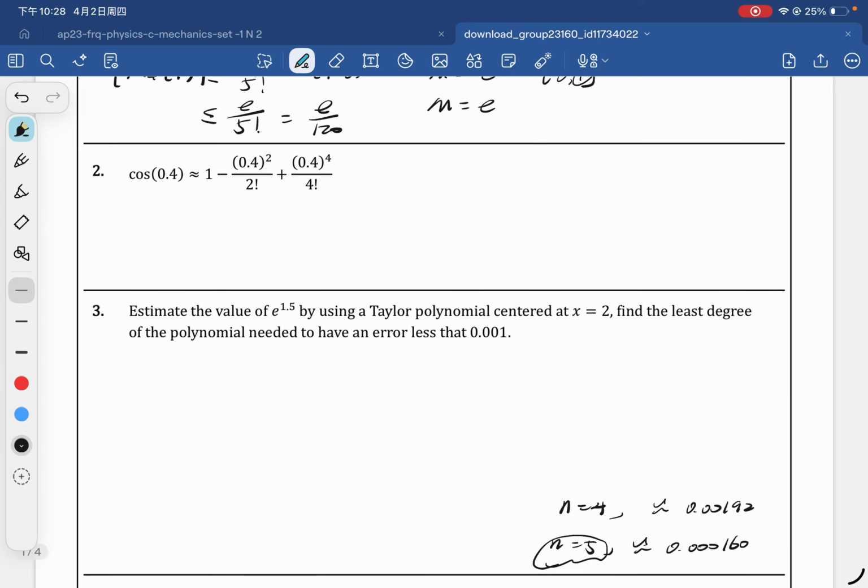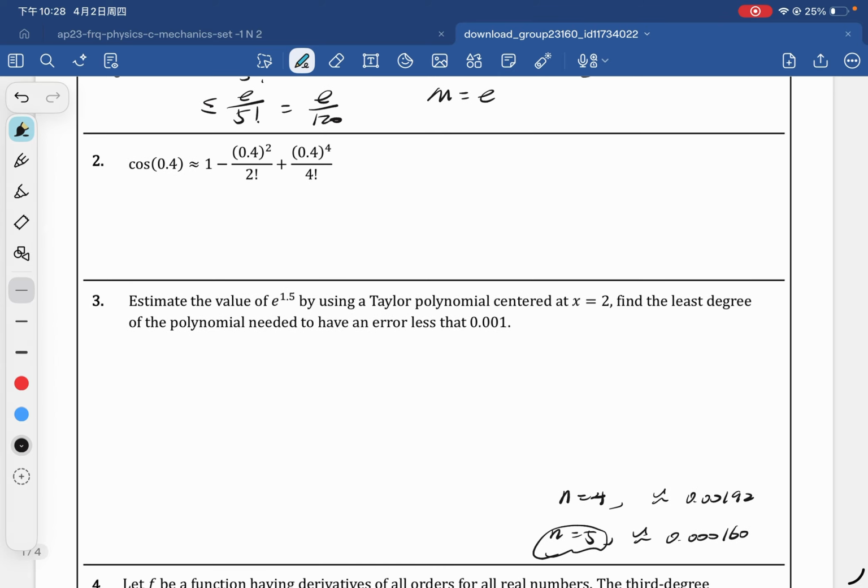Let's see the second one. Cosine 0.4, so the function should be f of x equals cosine of x, and the expansion center should be a equals 0 because the first term is 1, and then we evaluate at x equals 0.4. So we're going to find R4 of 0.4, and its absolute value should be less than or equal to the maximum value divided by 5 factorial times 0.4 raised to the power of 5.